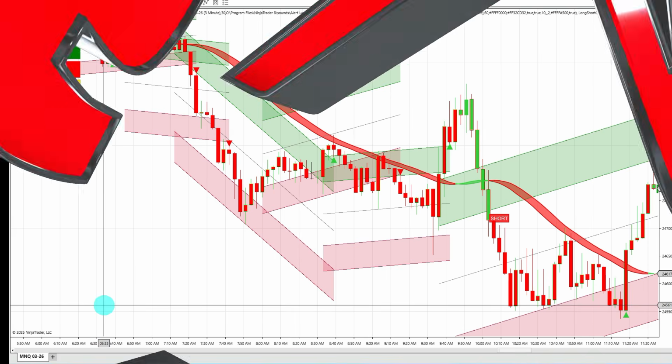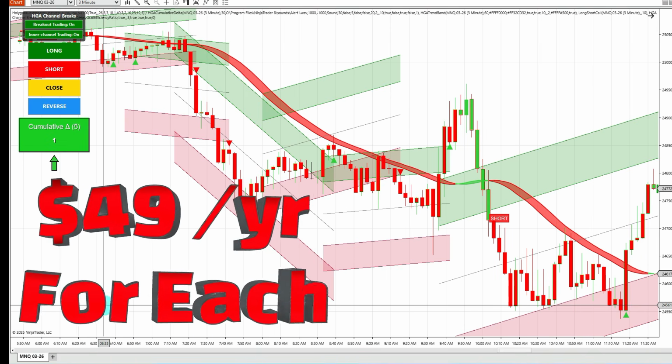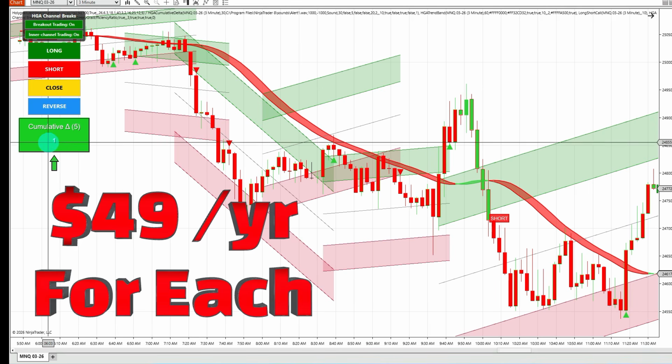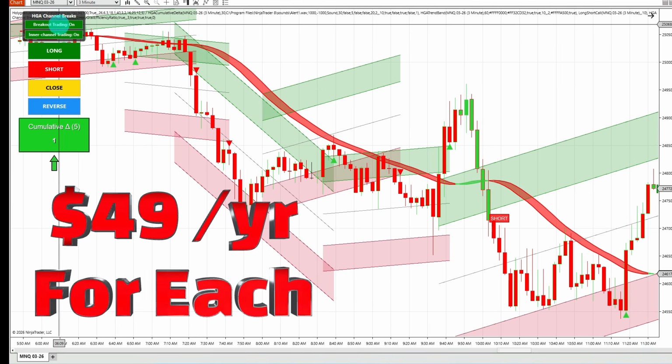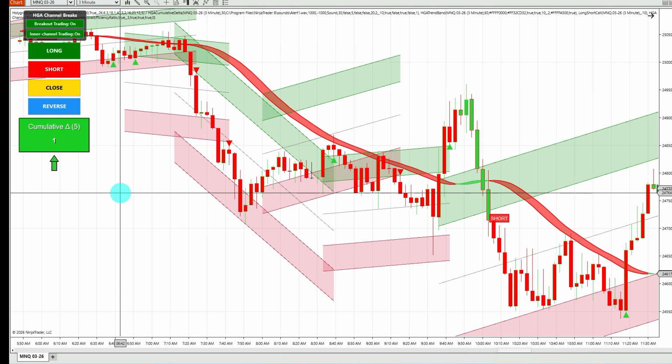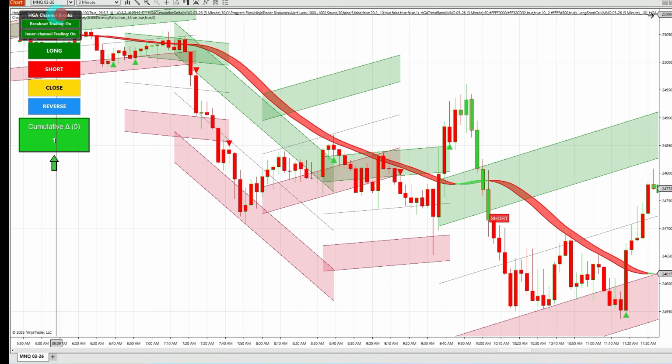Okay, let's take a look here. This is a chart with all of the indicators and all the tools fully loaded. You can see here we've got a dashboard on a couple of items right here. This is one that's movable. All of them can be moved in the template. But let's take a look here.